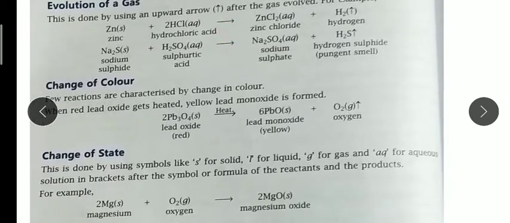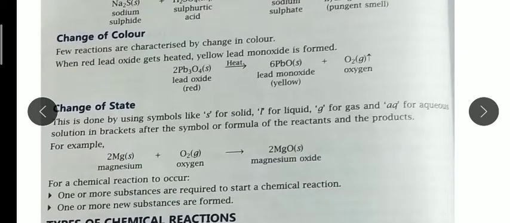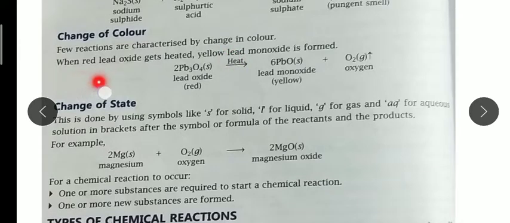Now change of color. Few reactions are categorized by change of color. So when red lead oxide gets heated, yellow lead monoxide is formed. So you can see the formula is Pb3O4. When it is red in color and we heat it, its color changes from red to yellow. So we will get the product lead oxide, and it will release the oxygen gas. So you can see here we can denote it by simply writing G, or we can put only upward arrow. So we can denote anyway.